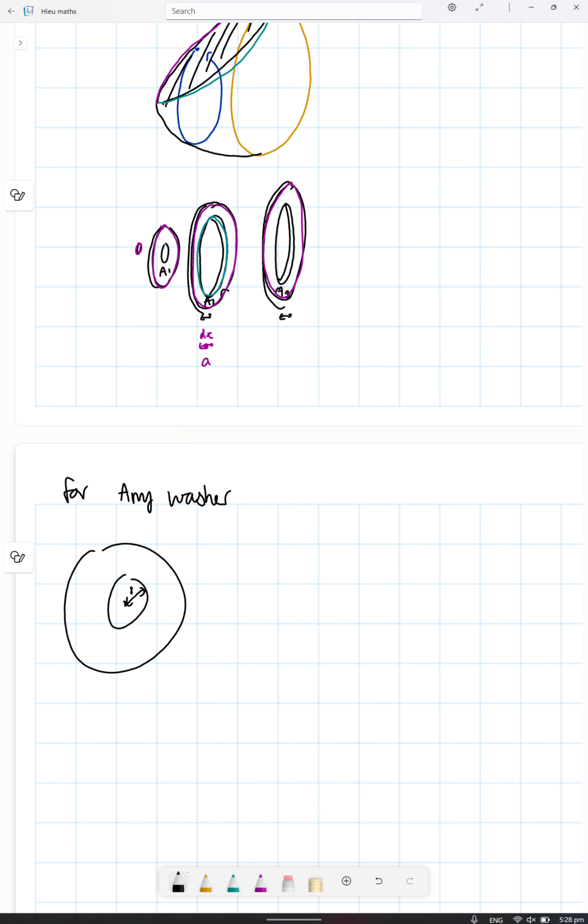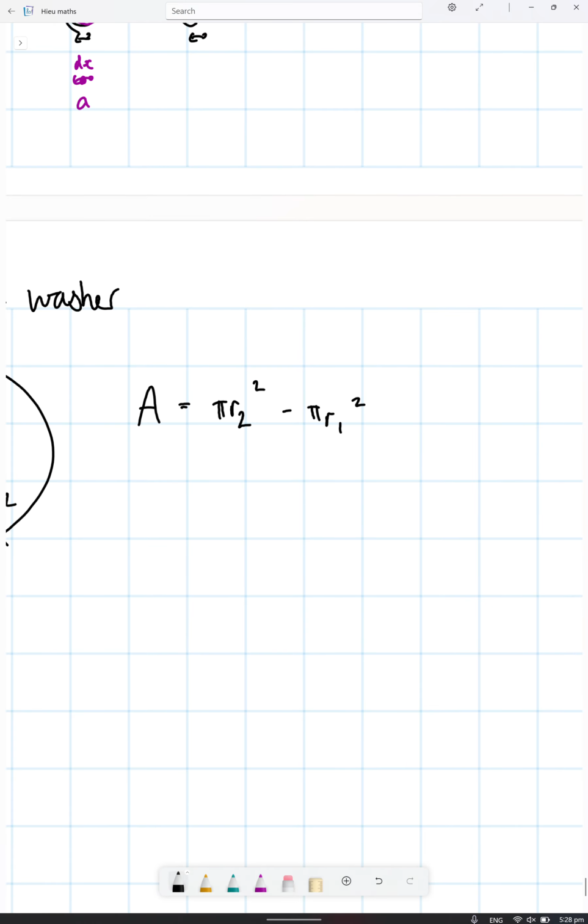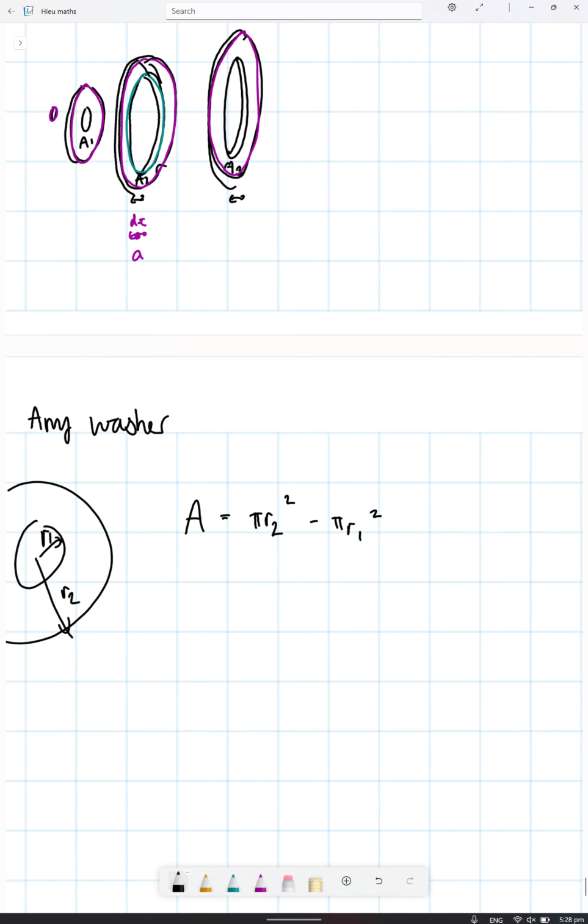We have R1 in the middle. R1, the smaller one, is R1, and the bigger one is R2. Therefore, the area of each washer, remember the area is just this face here, is equal to pi R2 squared minus pi R1 squared. Remember, because we're just taking the bigger circle area minus the smaller circle area, which gives us this area in the middle.